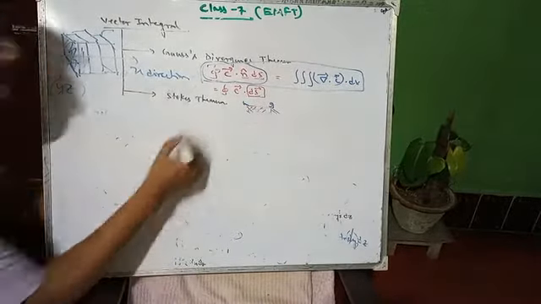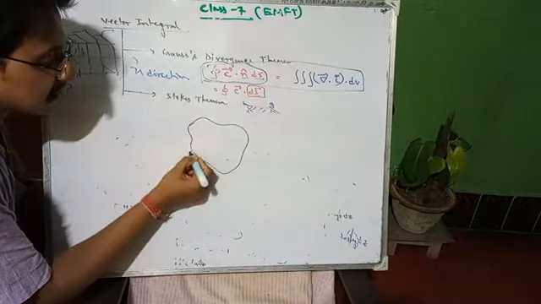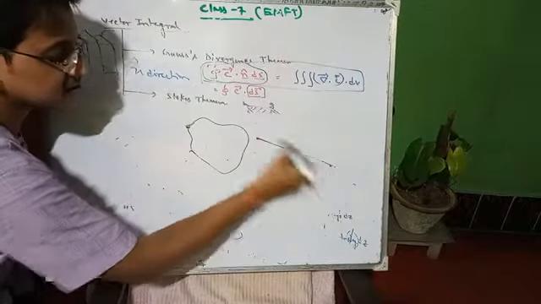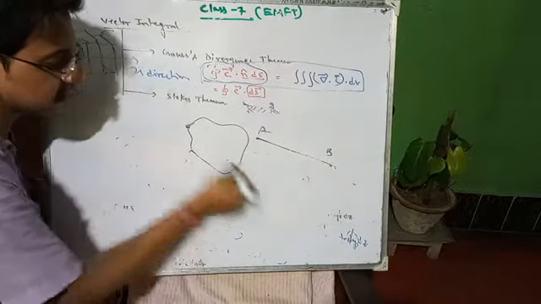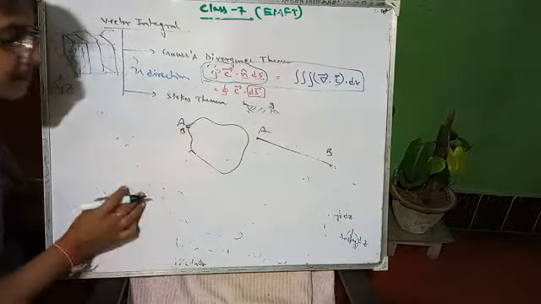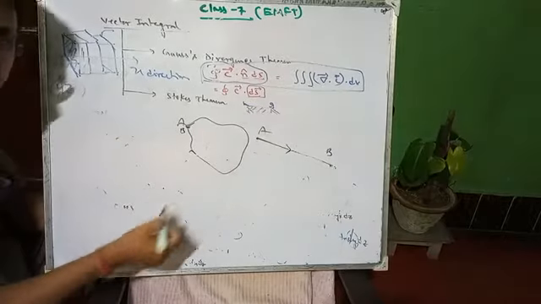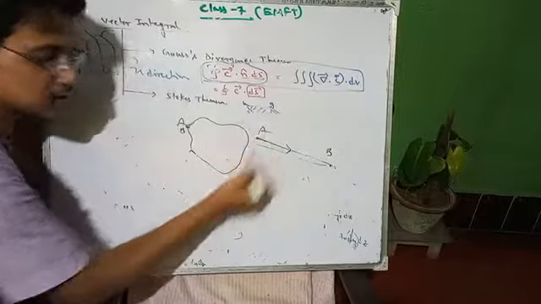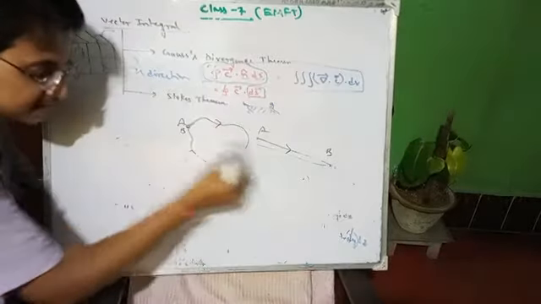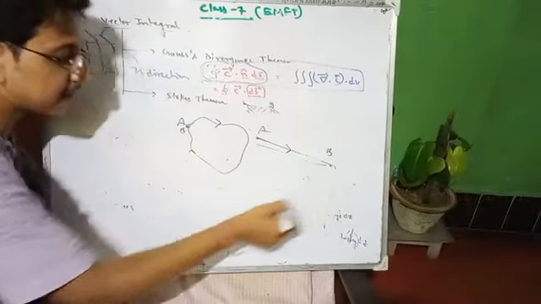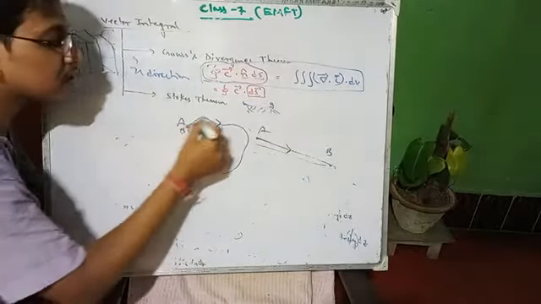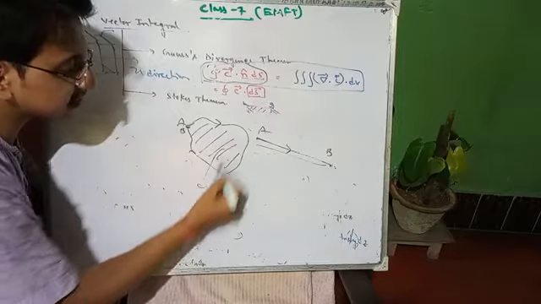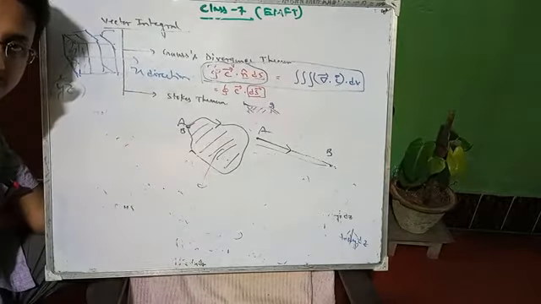Suppose this line is closed over here. Suppose I have a thread, and this point A and point B are joined here. So this is a loop, this is a wire, and this wire can be formed as a loop. When the closed loop is produced, a surface enclosed by this loop is present.